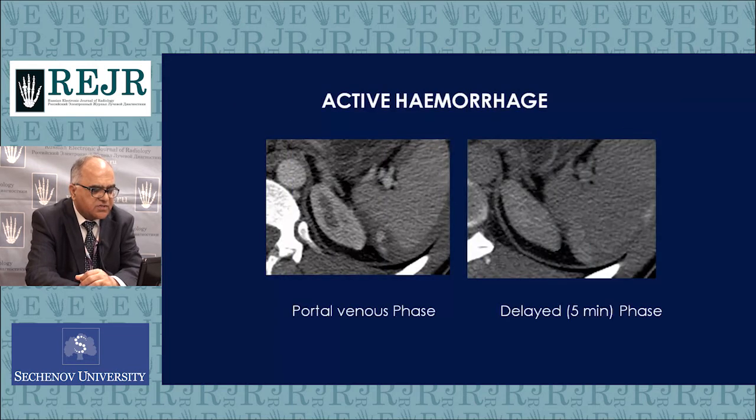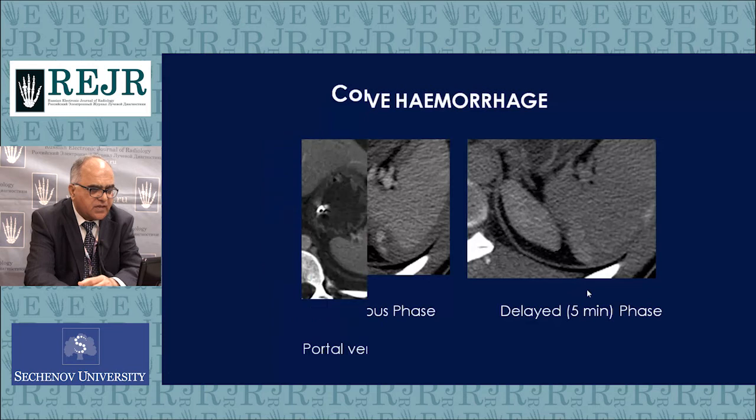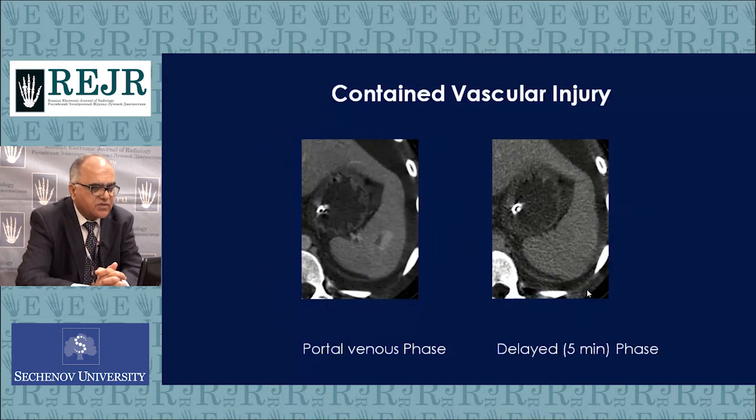In this example, we can see there is a subcapsular hematoma on portal venous phase examination, and this increases in size on delayed phase examination, suggesting there is active hemorrhage. An example of contained vascular injury: on portal venous phase, we can see there is high density blood in the splenic parenchyma, which is washed out on delayed phase examination, suggesting there is an AV fistula or pseudoaneurysm.